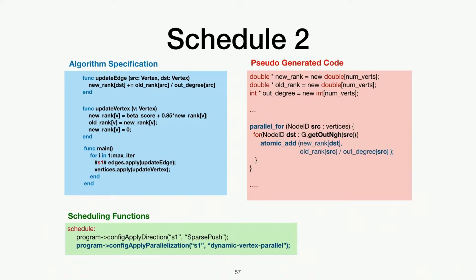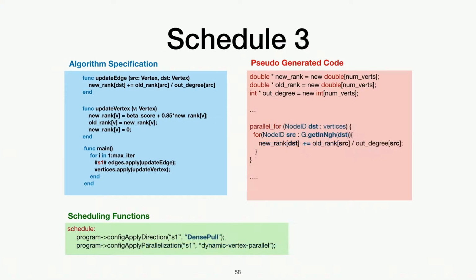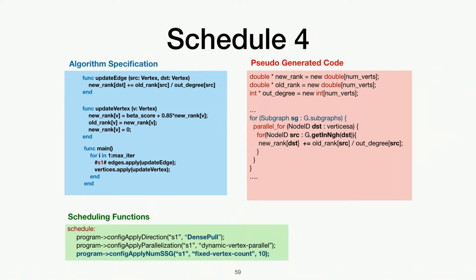Then you might think, do I want to do the push? Can I do a pull? If I do a pull change, it will basically switch the order of the nodes in here. Now I am going from destination to source. And now I don't have to do the atomic update, because I am pulling everything to my node and updating here. And then, of course, if you want to do some kind of partitioning, I can also say partitioning.